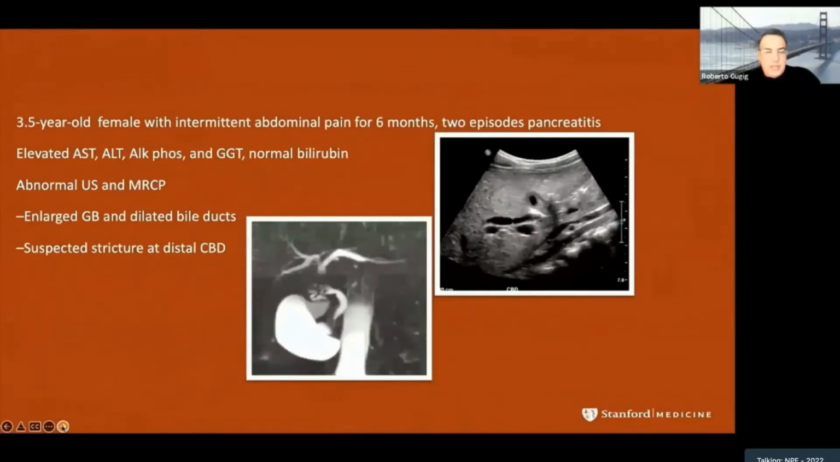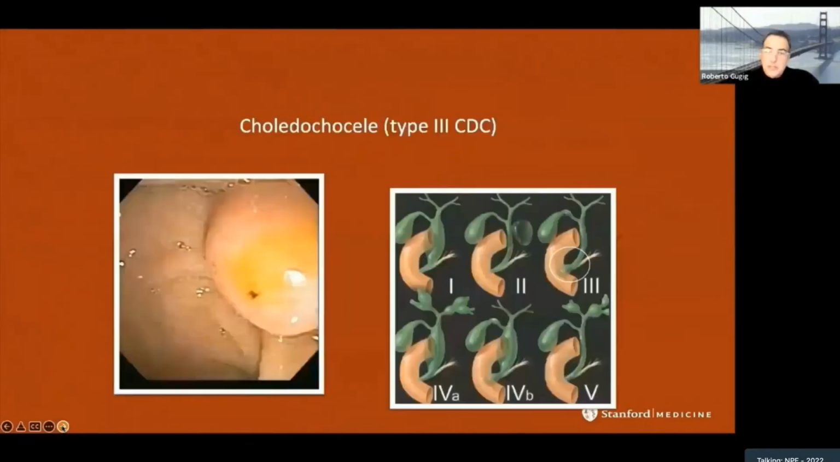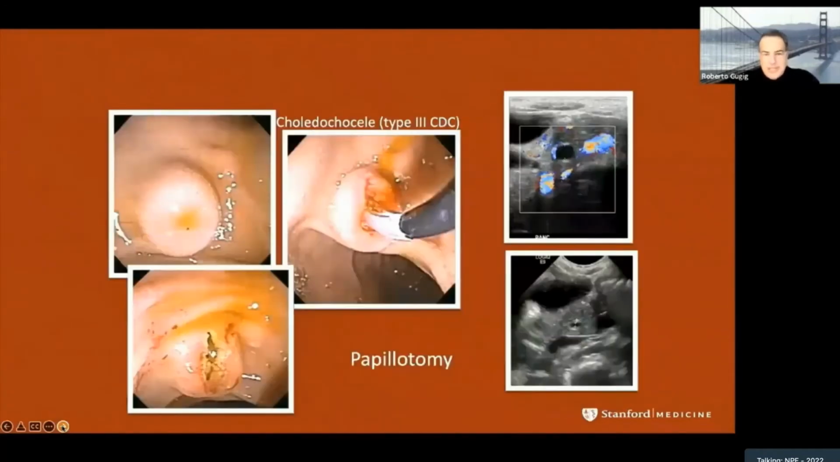And I'll leave you with a last example of something that is quite satisfying when you can find it. This is a 3.5-year-old patient with intermittent abdominal pain, 2 documented episodes of pancreatitis with some elevated AST, ALT, alk phos, GGT, but normal bilirubin. The ultrasound and the MRCP showed an enlarged gallbladder, dilated ducts, and maybe a stricture in the distal common bile duct. This was a type 3 choledochal cyst, which you can actually address via ERCP, and it's quite satisfying to open these up and do a papillotomy. You can see an ultrasound before and after with decompression of the ductal system.